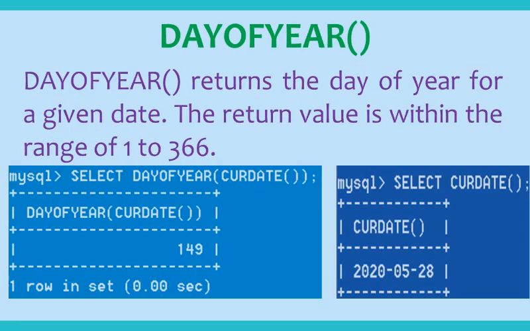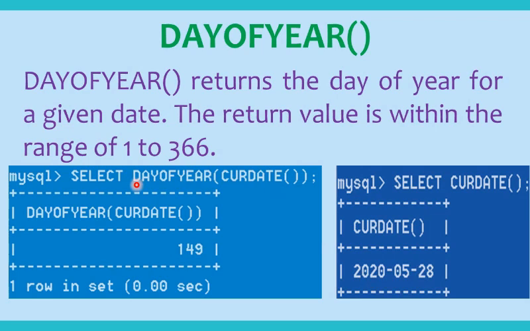Next function is day of year. Day of year returns the day of the year for a given date. The return value is within the range of 1 to 366. How is day of year counted? It counts from Jan 1 till date, means the current date. So see, here again I have shown select current date. It is 28th May 2020.